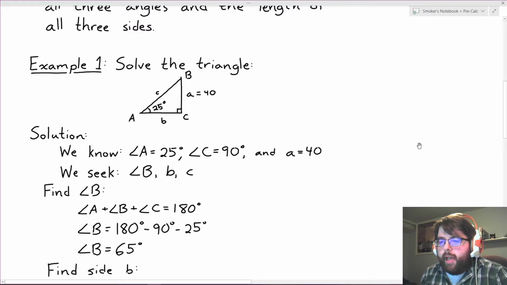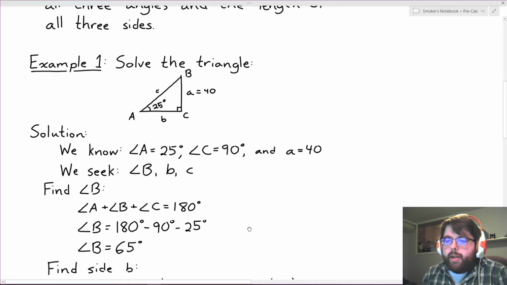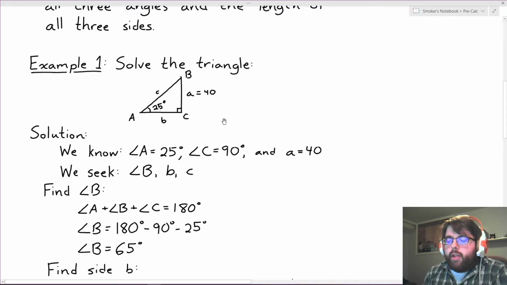But I usually do the angles first, A, B, and C, and then the sides, a, b, and c, in order. Now, again, there might be situations where you need to find something in order to find something else, so it might not always work that way. But for right triangles, that's usually not the case, or really can't be the case.